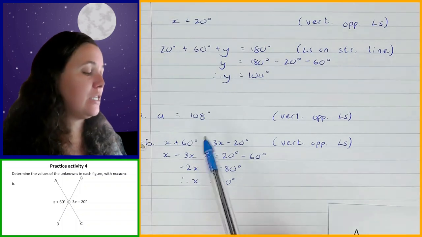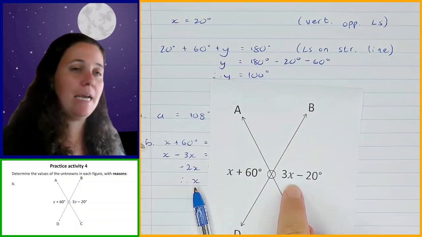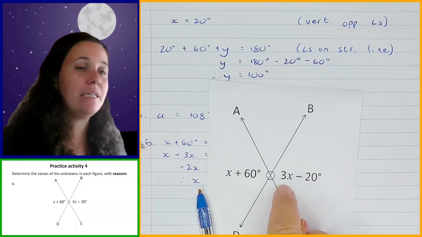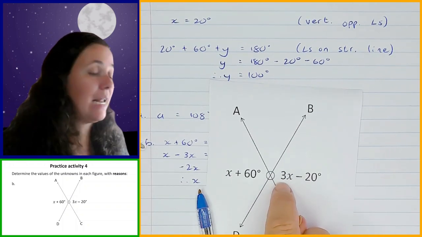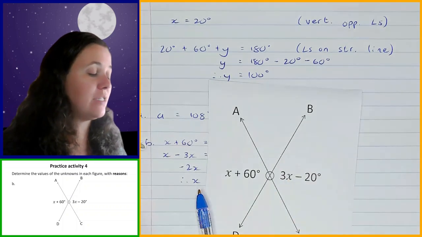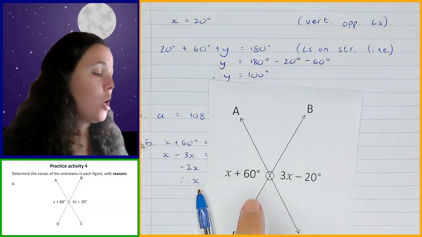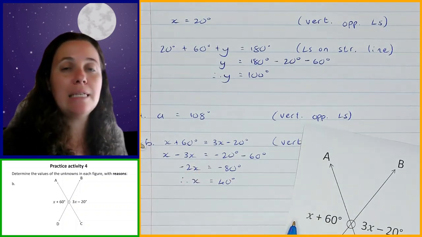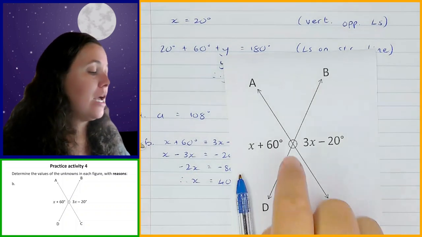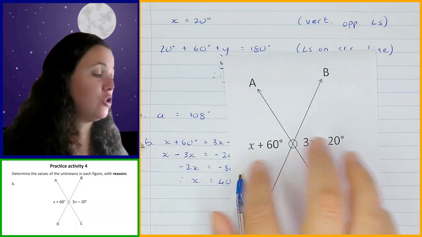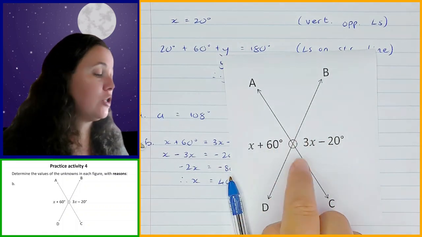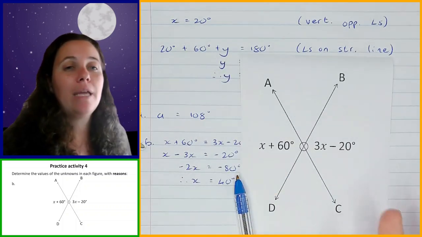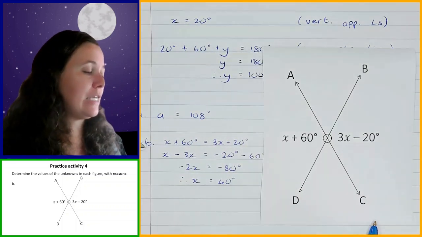Now, if you had done this the other way around, so if you had said that angle first equals this angle, where the one that has more x's is on the left and the one that has less x's is on the right, then we wouldn't have had this negative to worry about. We would have had 2x equals 80. That would have been easier to work out. So you can make sure that you write it the way around that you want, so that you end up not having to worry about negatives. But either way, you will get the same answer. Okay, so that was question B.